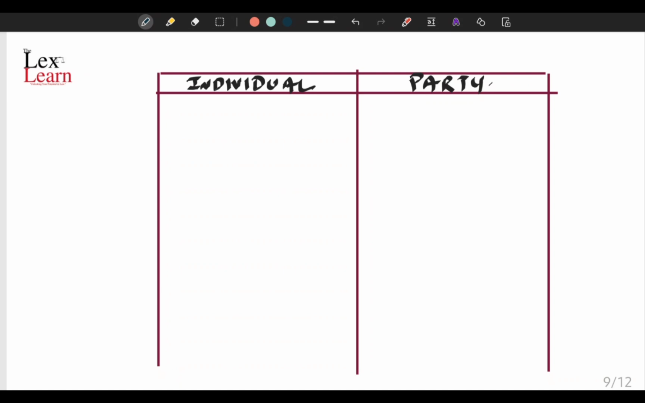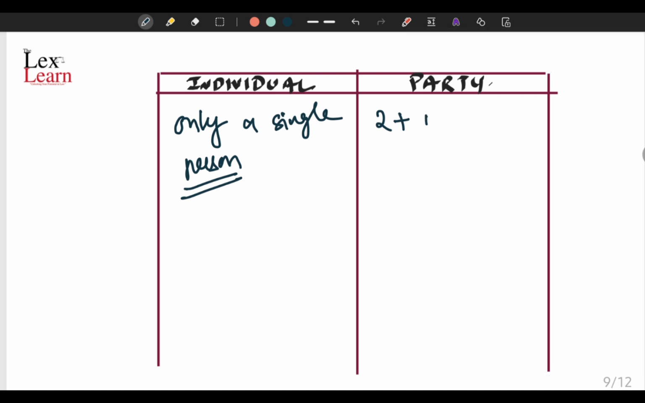In the beginning of the video, I hope you remember I asked you the difference between individual and a party. So I'll be telling you the difference between the individual and a party. Individual is a single person, as we all can read it over here. Only a single person. A contract entered with a single person is known as an individual. A party is where two or more people form a group, are collectively known as a party.